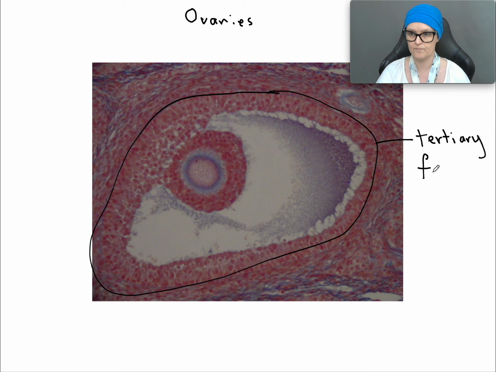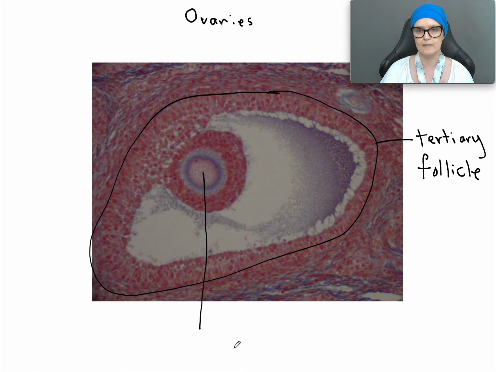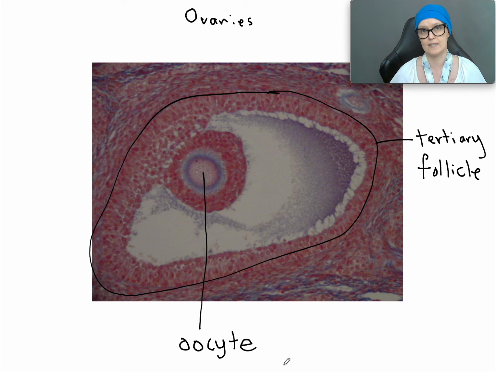Tertiary. And there is one giant cell here in the middle, and that may be a new term, but this is the technical term for the egg at this stage. This is an oocyte. So, all right, that has been all about the endocrine slides for A&P 2 Lab 1.